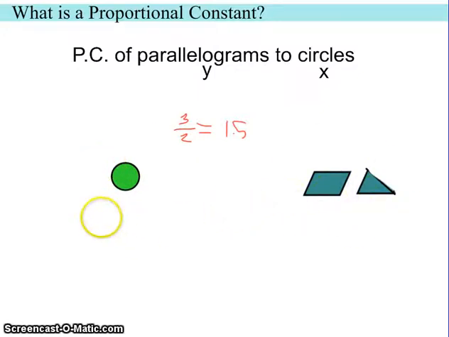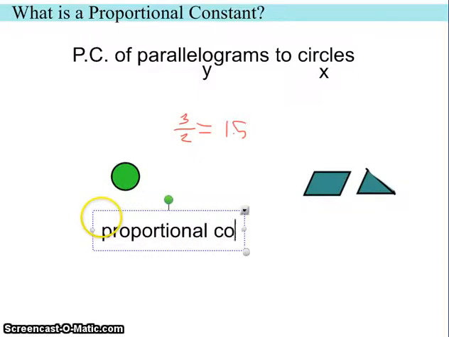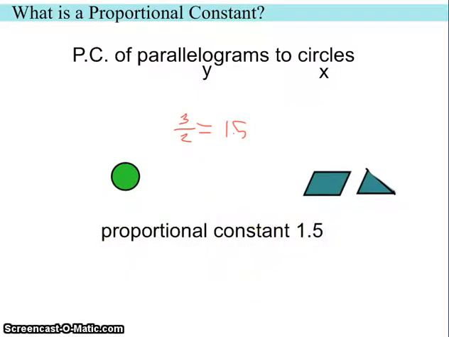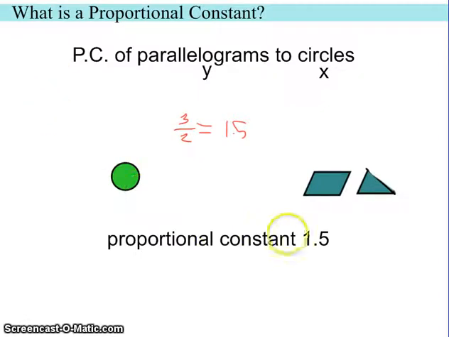So in this case, our proportional constant turns out to be 1.5, or 3/2. So that's what it is. It's the number that helps you realize the connection between one kind of quantity to the other quantity it's being compared to.